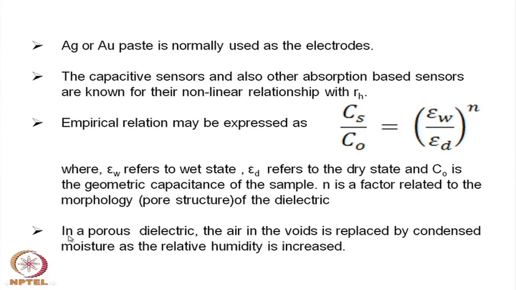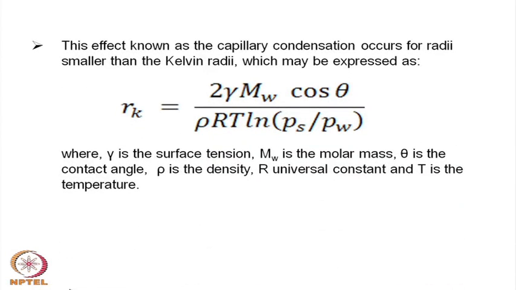In a porous dielectric, the air in the voids is replaced by condensed moisture as the relative humidity is increased. So, higher the relative humidity, more and more condensation takes place inside the pores, and that changes the capacitance value of the ceramics. In the empirical formula, this effect is known as capillary condensation, which occurs where the pore radius is smaller than the Kelvin radius. So, everywhere condensation cannot take place. If it is a large pore, the condensation may not take place, and therefore, there will not be much effect on the capacitance. So, the pore size, particularly the pore structure, has to be controlled in such a way that condensation takes place within the relative humidity range of our concern.